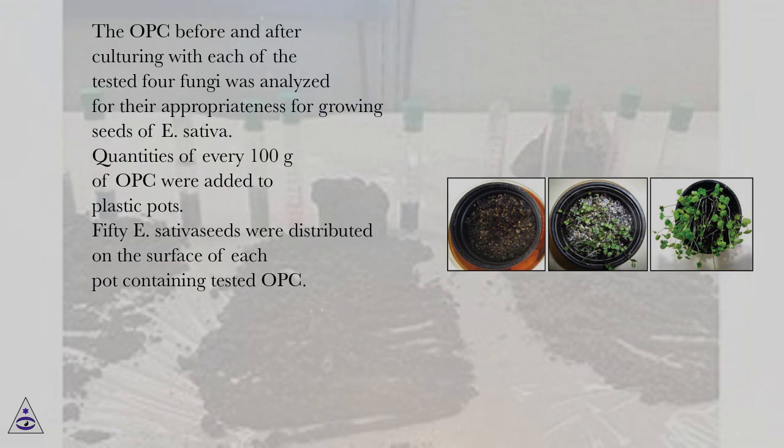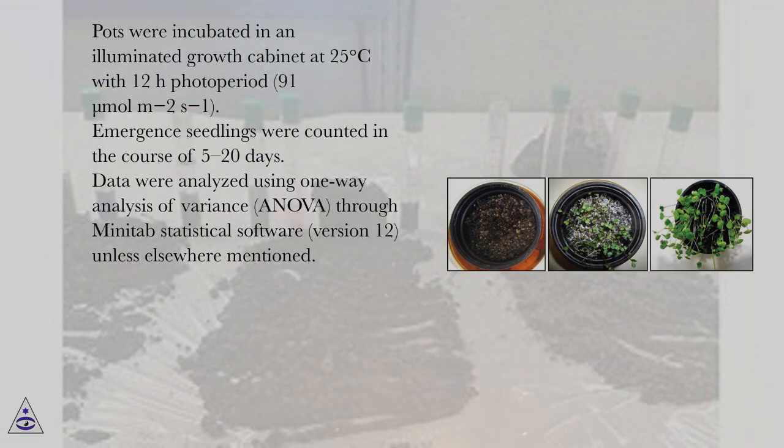seeds of E. sativa. Quantities of every 100 grams of OPC were added to plastic pots. 50 E. sativa seeds were distributed on the surface of each pot containing tested OPC. Pots were incubated in an illuminated growth cabinet at 25 degrees Celsius with 12 hours photoperiod, 91 µmol m-2 s-1. Emergent seedlings were counted in the course of 5 to 20 days. Data were analyzed using one-way analysis of variance, ANOVA, through Minitab statistical software, version 12, unless elsewhere mentioned.